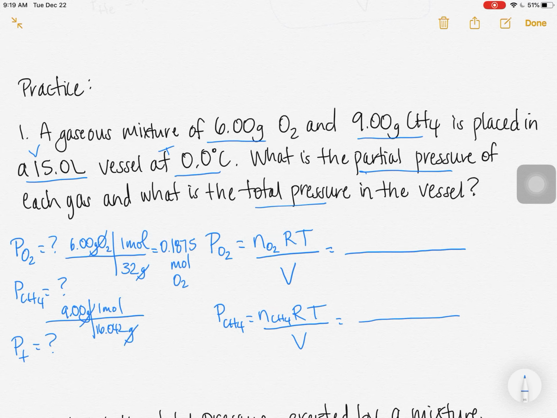16.042 divided by... All right, and we get 0.56. We'll say 10. And so from here, I just plug everything in. Okay, so I have moles.